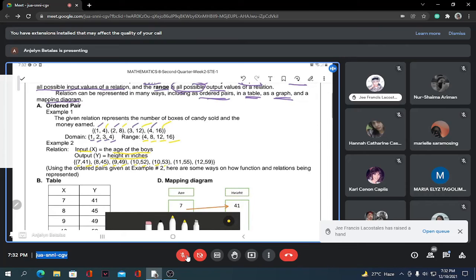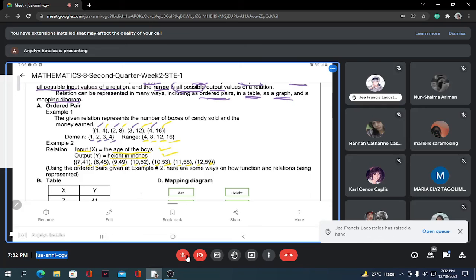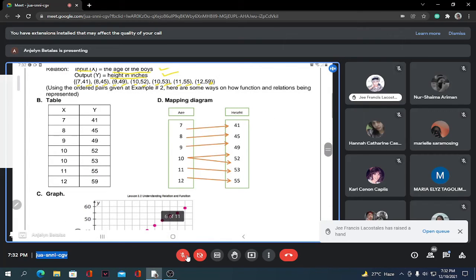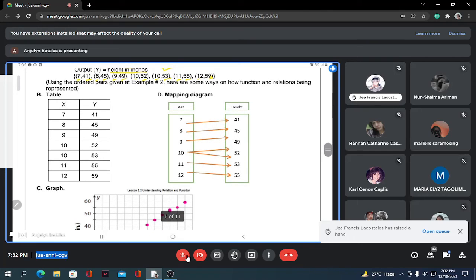10 years old, 53 inches. 11 years old, 55 inches. 12, 59 inches. First, the ordered pair. Next is by table. So the table, you just write the X and Y. And then the other one, mapping diagram.